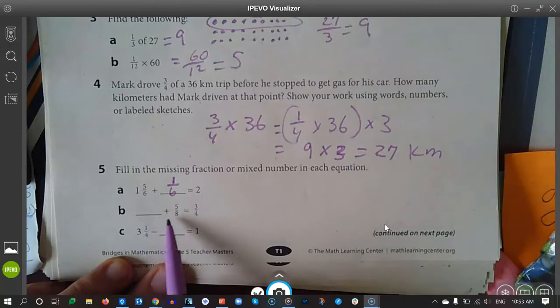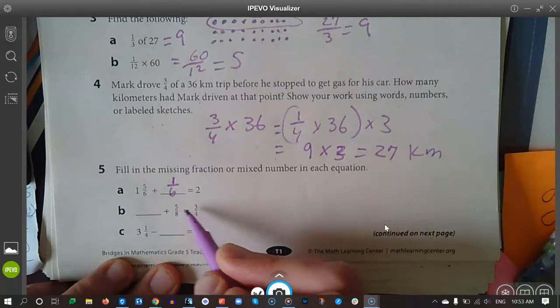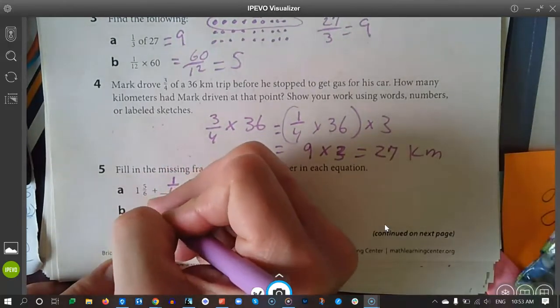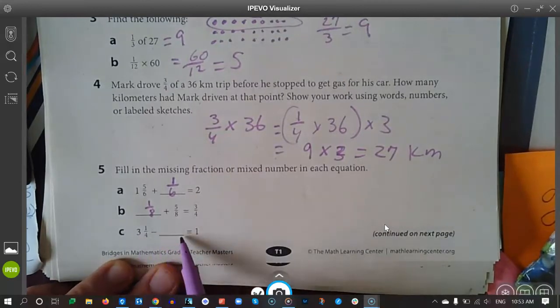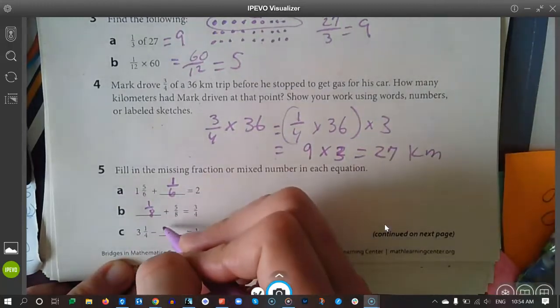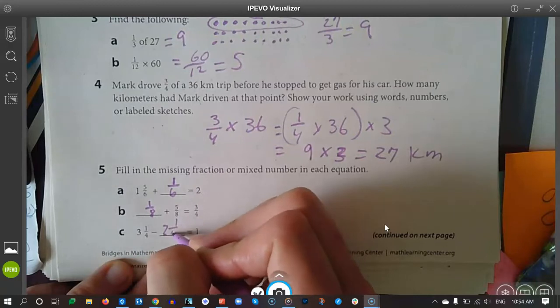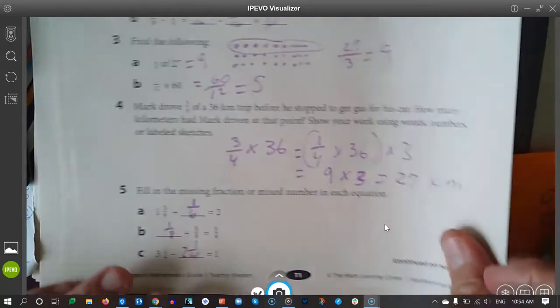Okay, something plus 5/8 equals 3/4. Well, if I think of this as 8ths, so this is 6/8, that would just be 1/8 more. And here we have 3 1/4 minus something is 1. So if I start from 1 and I go to 3 1/4, well, that's 2 1/4. So 3 1/4 minus 2 1/4 equals 1.